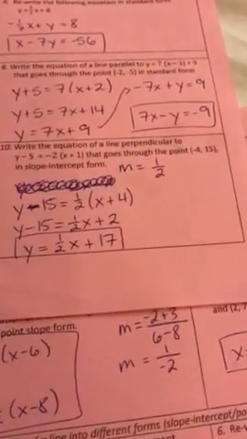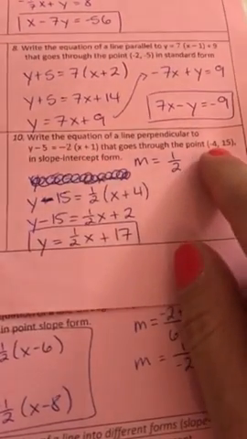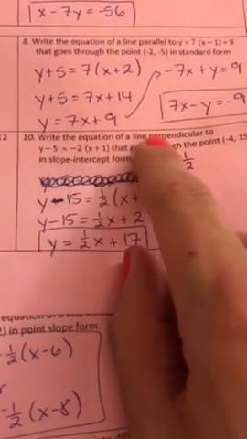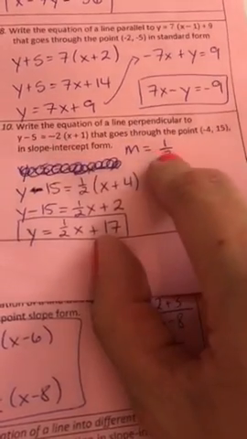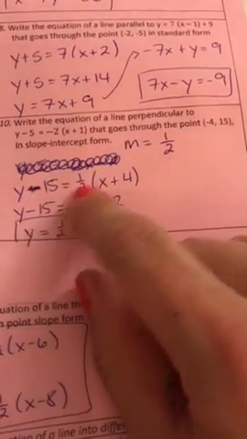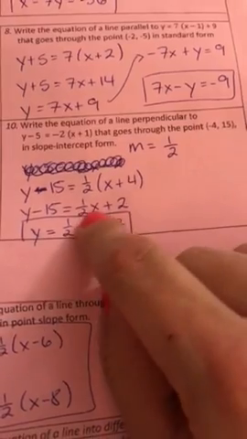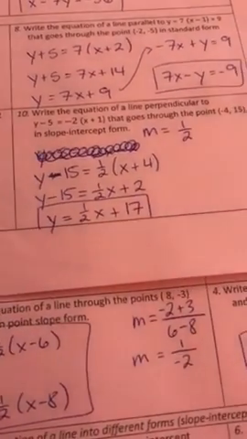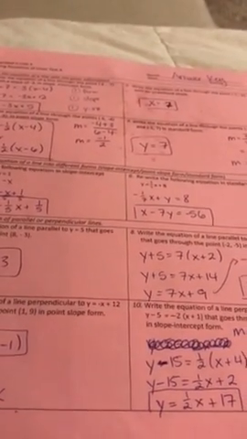For number 10, we need to write the equation line perpendicular to this equation that goes through this point in slope-intercept form. Well, perpendicular means, again, I need the opposite reciprocal. My slope is -2, so the opposite reciprocal is positive 1/2. I plug in the values from the point, -15 plus 4. I simplify by distributing my 1/2 to everything inside the parentheses, add 15 to both sides, and I'm left with y equals 1/2 x plus 17. That is it for the answers to test A.